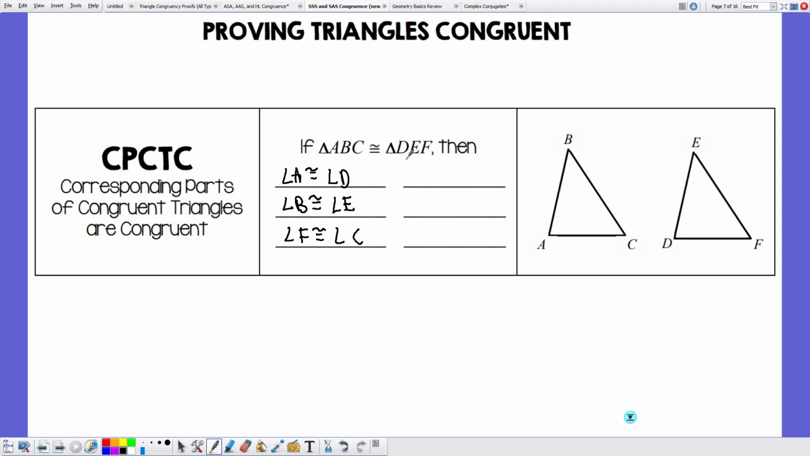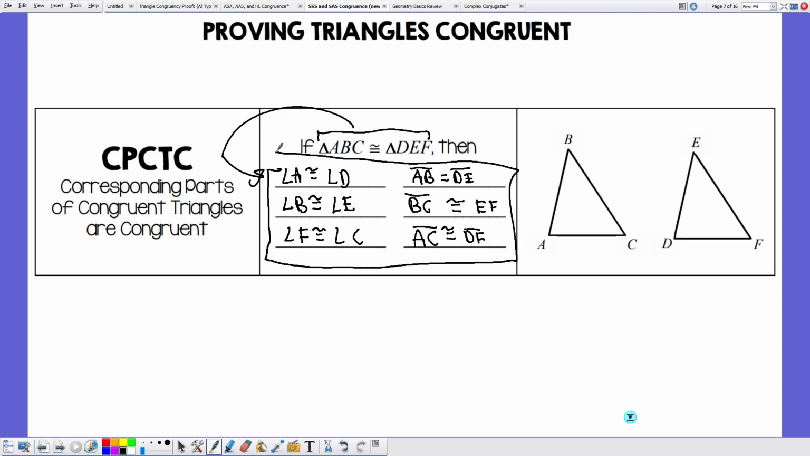And it also determines the sides. So AB is congruent with DE. BC is congruent with EF. And AC is congruent with DF. So if we have this established, it shows us all this information here, which becomes a very useful thing to know later on.